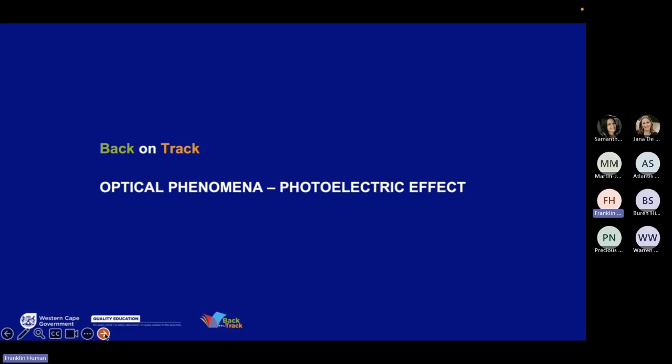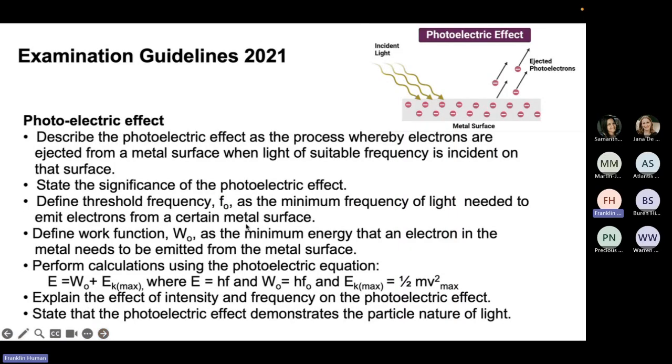Okay, we're dealing with optical phenomena this morning and specifically the photoelectric effect, as I've mentioned. Here are our examination guidelines with regards to this specific topic. I'm going to go through this point by point. It says, describe the photoelectric effect as a process whereby electrons are ejected from a metal surface when light of suitable frequency is incident on that surface. I've got a simulation that I'll show you shortly that specifically points out what is meant by each of these points. Right. Secondly, state the significance of the photoelectric effect.